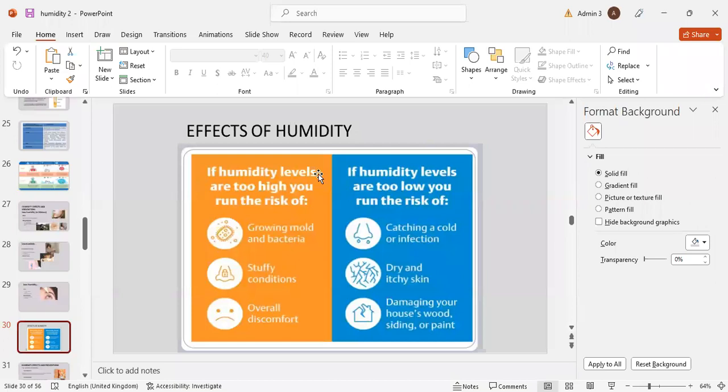If the humidity levels are too high, we run the risk of growing molds and bacteria, stuffy conditions, and overall discomfort. It even causes difficulty in breathing in a highly humid environment. If humidity levels are too low, we run the risk of catching a cold or infection, dry and itchy skin, and damaging your house's woods, siding, or paints.